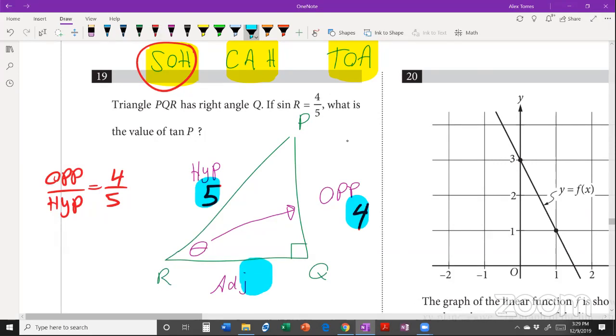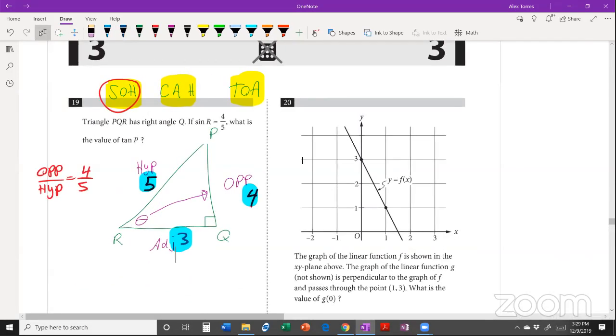So be really familiar with the 3, 4, 5 triangle or any multiple thereof. For instance, if I take the 3, 4, 5 triangle and multiply everything by 4, then it would be a 12, 16, 20 triangle, which is just an extension of a 3, 4, 5. So this is our 3 on this nice, easier question. And now we're being asked for the tan of angle P.